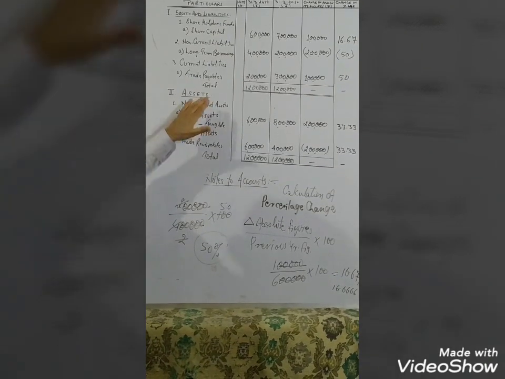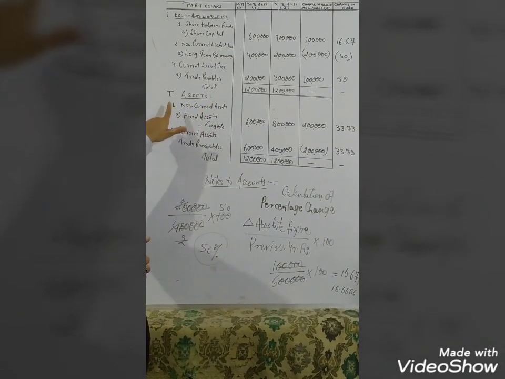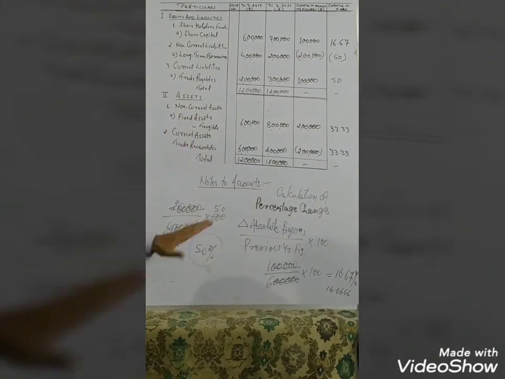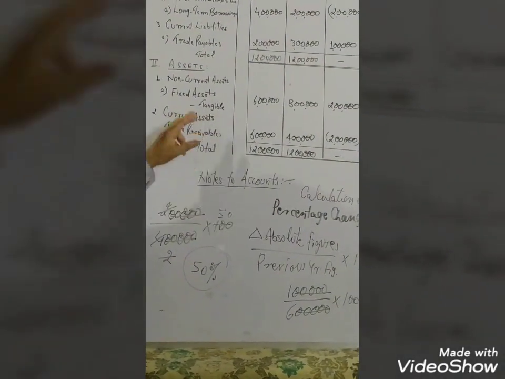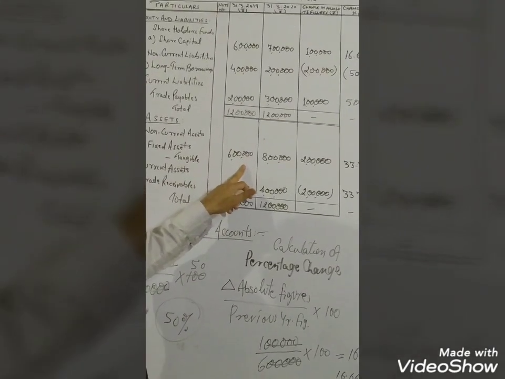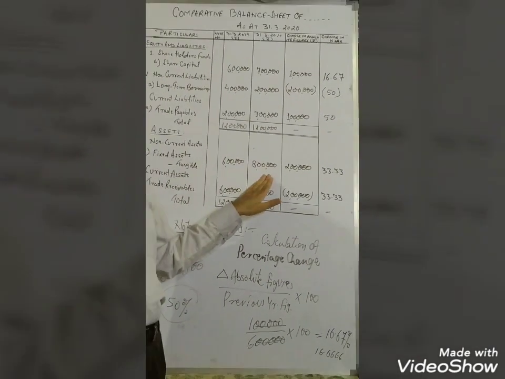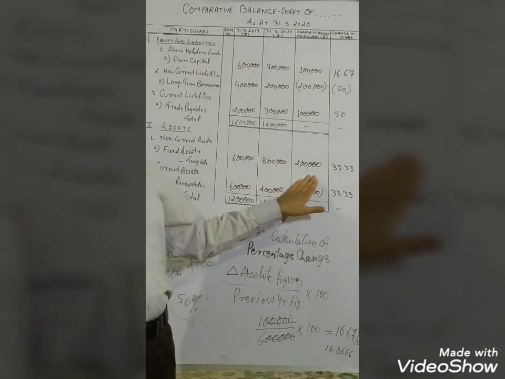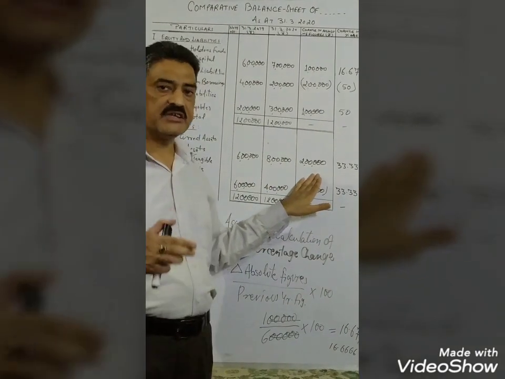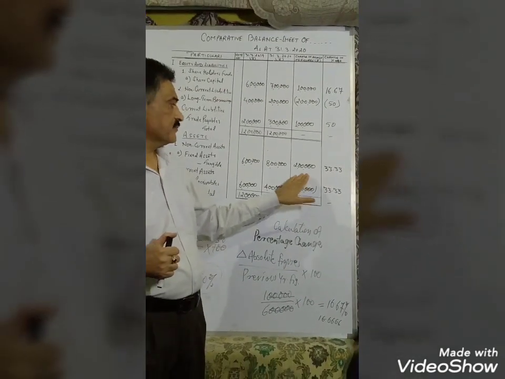Now section 2, asset side. In the asset side, the first major head is non-current assets. Under the non-current assets, in the practical problem, in the question, fixed assets are given. Fixed assets, tangible. 2019, it is rupees 6 lakh and 2020, it is rupees 8 lakh. From 6 lakh to 8 lakh, there is a difference of rupees 2 lakh. That means this is an increase of rupees 2 lakh.